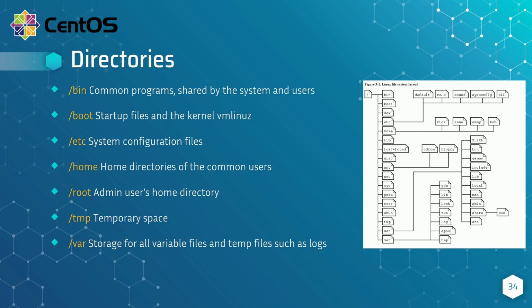Here we have directories in the Linux system. These are different from the usual Windows directories. Here are some of the ones that I've personally had to go into and use for my work. The first one is /bin. This is where common programs are located, shared by the system and the users. Then we have /boot. This is for the startup files and the kernel, vmlinuz.